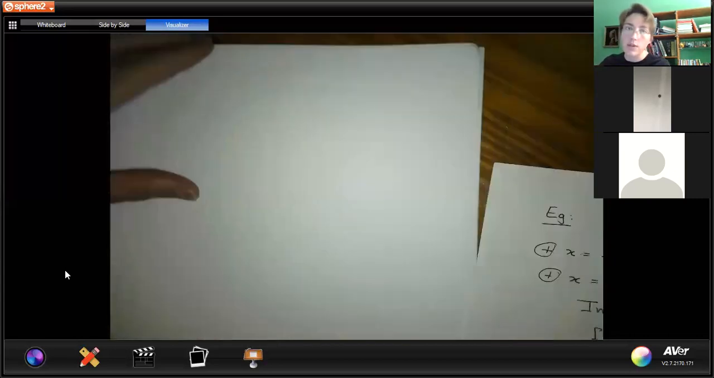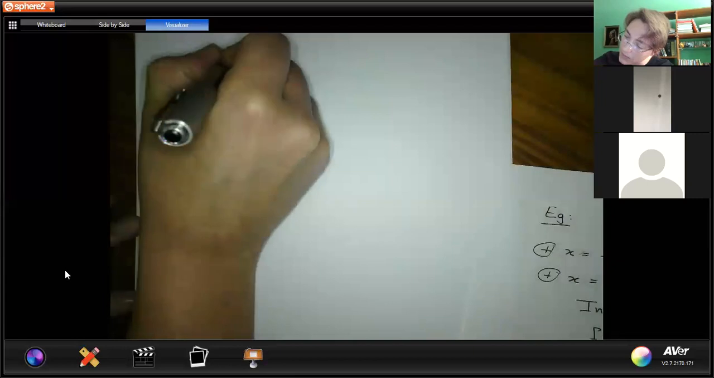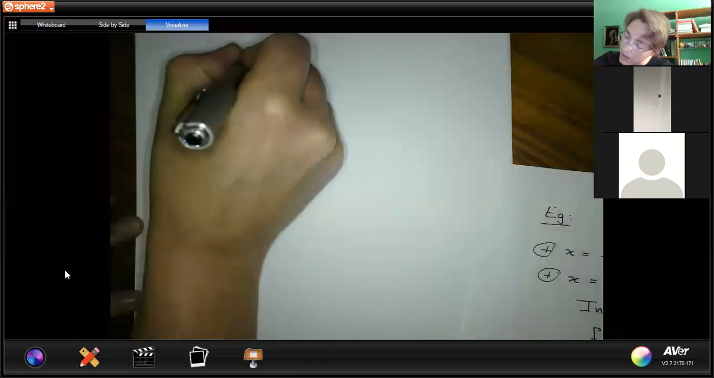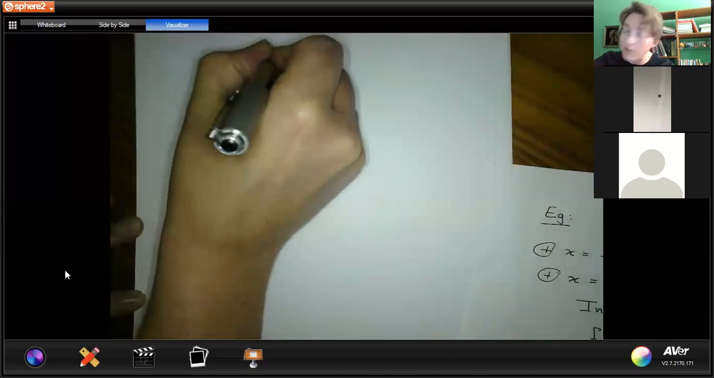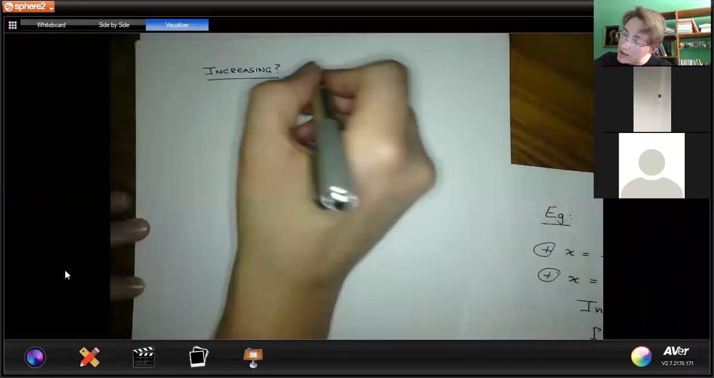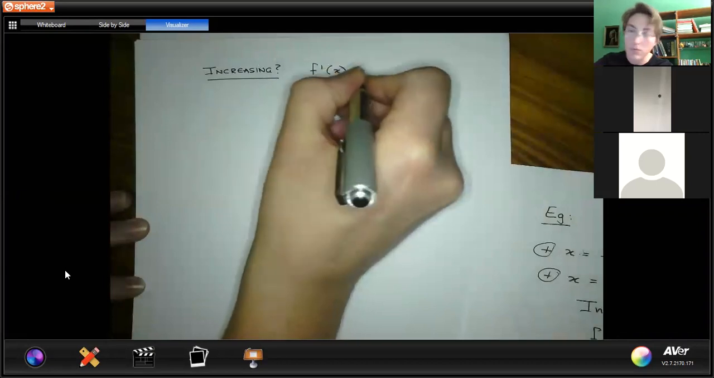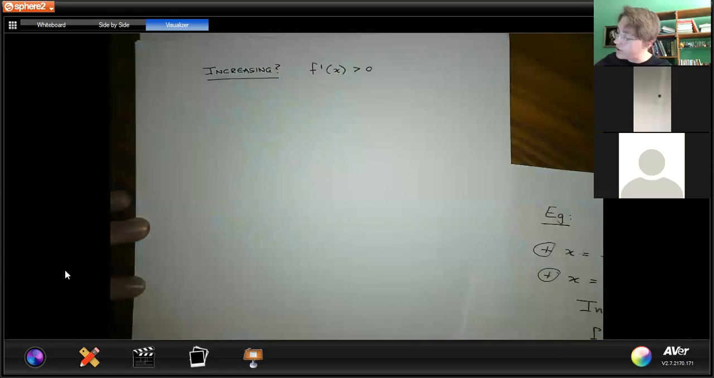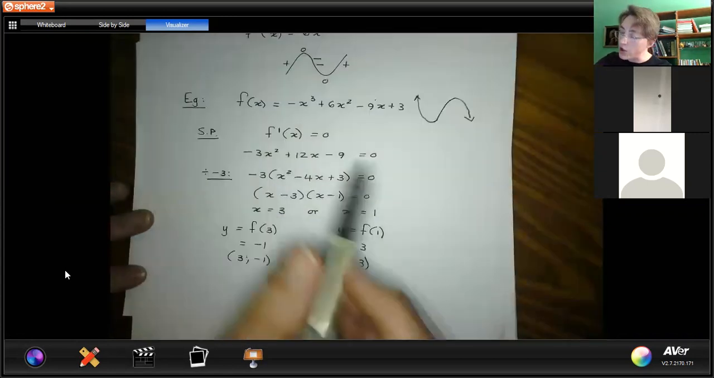So the one question is, where's the graph increasing? Now, increasing, again, has to do with the first derivative because it has to do with the gradient. So that's where you have a positive gradient. A positive gradient means we want to know where my first derivative is positive, or greater than 0.